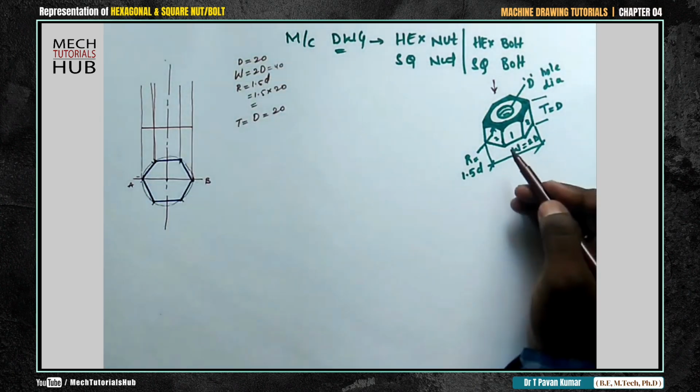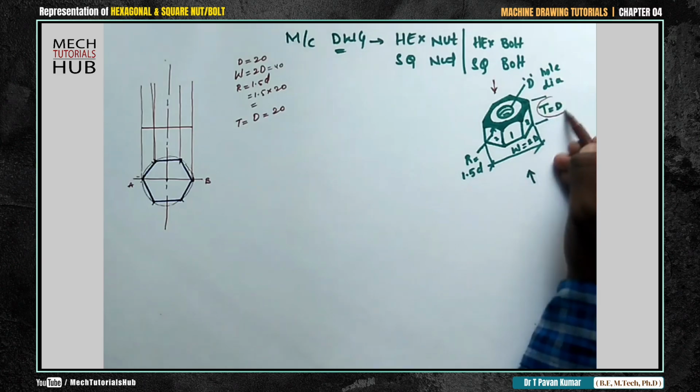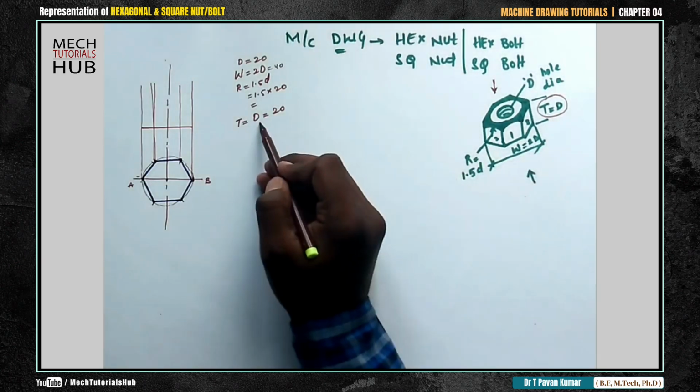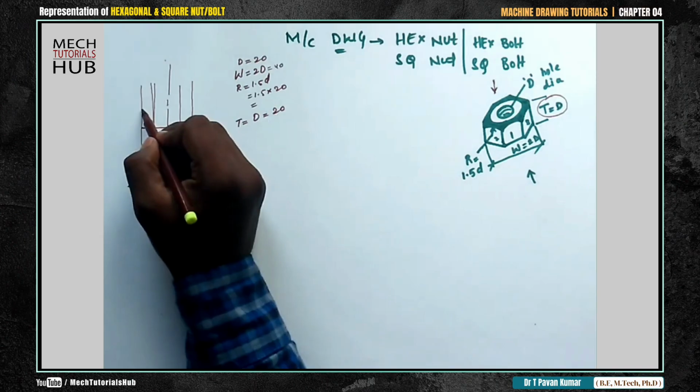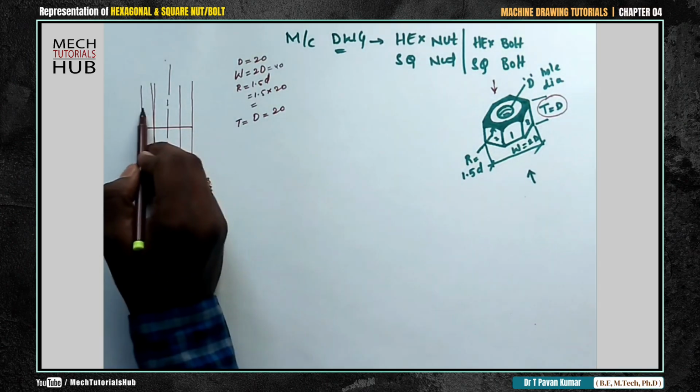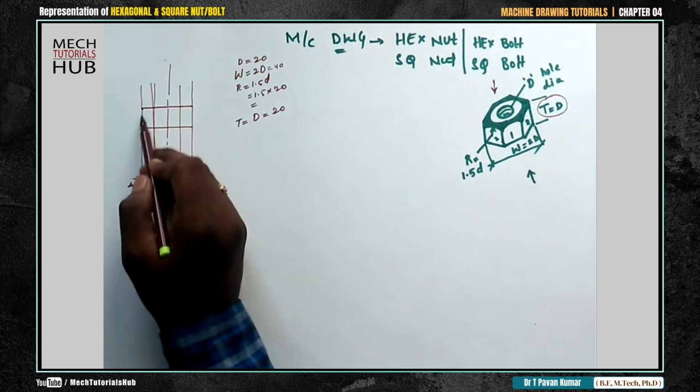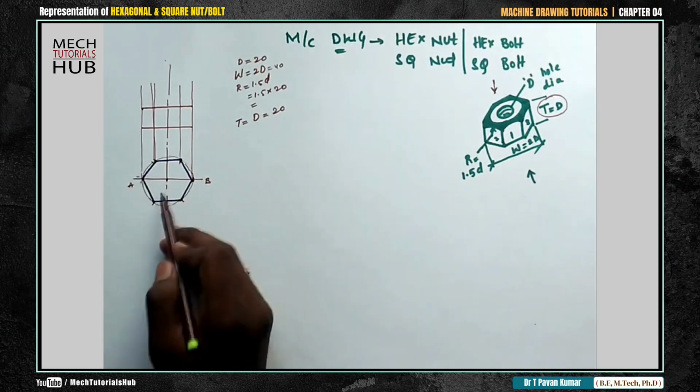When I view from the front, I can see only the thickness. What is the thickness here? That is again equal to D, which is equal to 20. From here, make a mark of 20. Close the box. So in this box you are going to get the front view. This is about the top view.